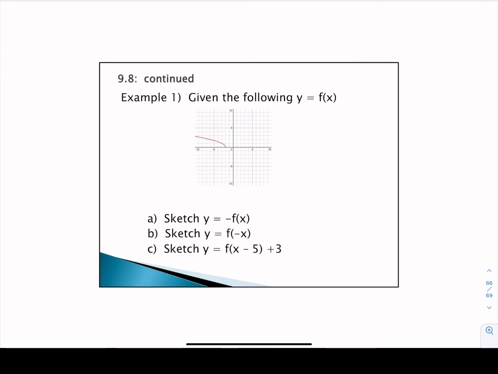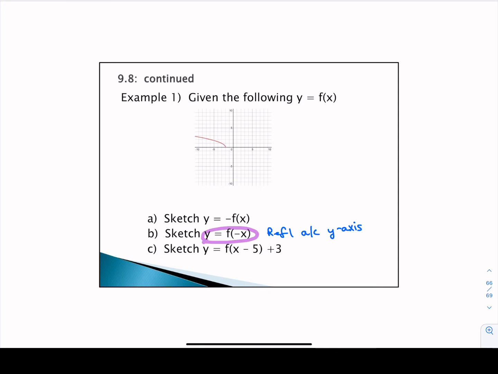I've reset our picture, and now I'm interested in sketching y equals f at negative x. So once again, this is a reflection, but it's a reflection across the other axis. This is a reflection across your y-axis. So if you can imagine folding this graph along the y-axis, what would our resulting function look like?